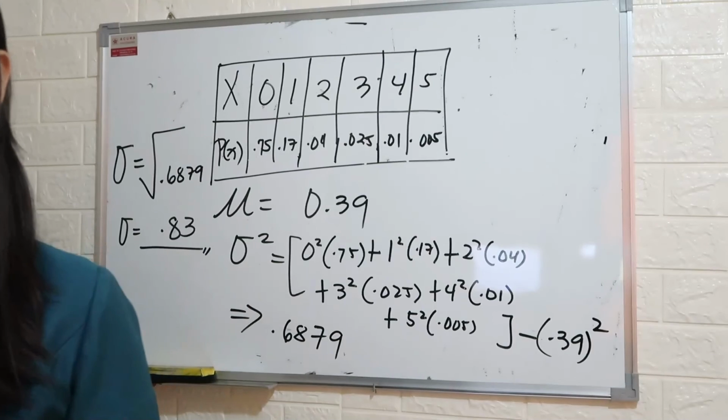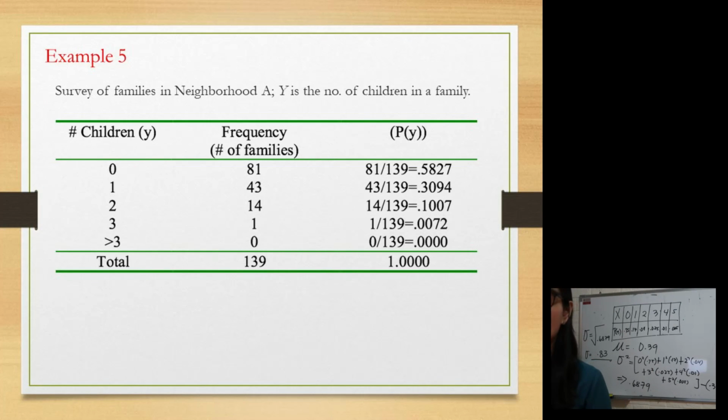Okay, next, number 5. A survey of families in neighborhood A. Y is the number of children in the family. So to solve for the mean, same thing. So children in the family, that will be 0, 1, 2, 3, 4. Frequency 81, 43, 14, 0, 1, 2. And then the probabilities are the following.